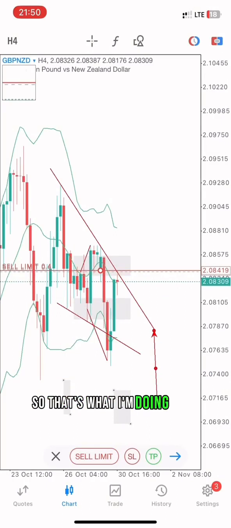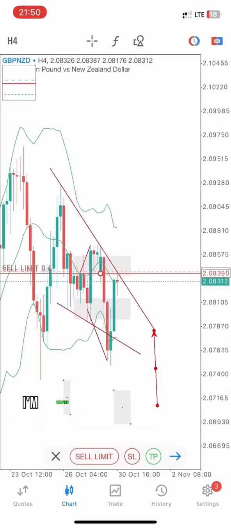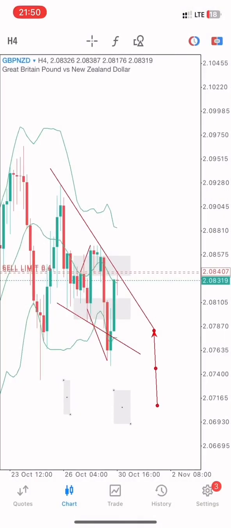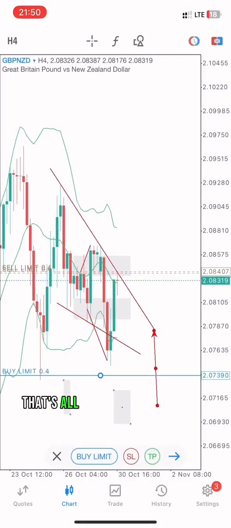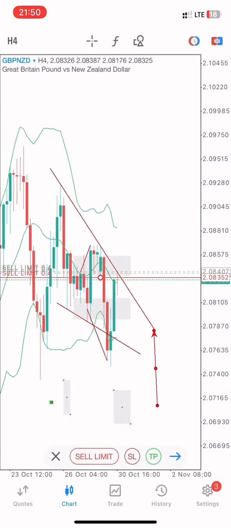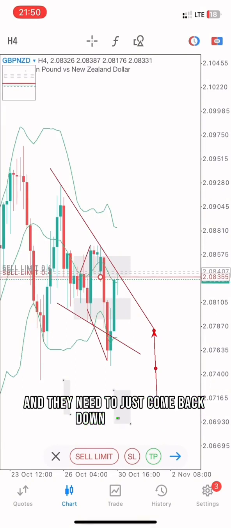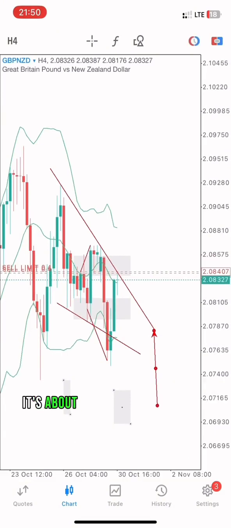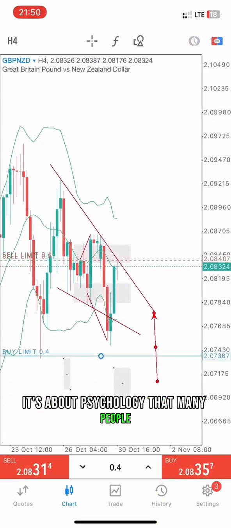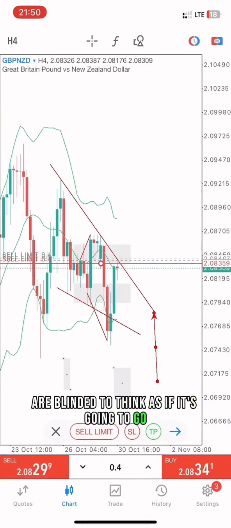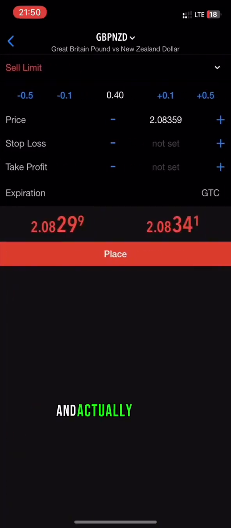So that's what I'm doing here, nothing much. I'm waiting for the activation of the sell limits. That's all, because definitely it's going to go out trying to break the trend line, so that people will think it's actually buying and they need to just come back down and sell. That's all you need to know about trading. It's about psychology that many people are blinded to think as if it's going to go in their direction, and actually it's not.